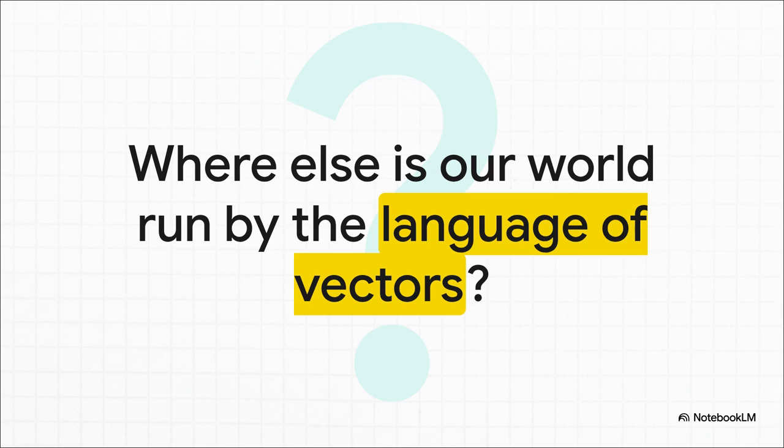Which kind of leaves us with one final thought. Now that you speak a little bit of the language, now that you know the difference between asking how much and asking which way, where else do you see it? What other parts of our world do you think are secretly being run by this hidden, powerful logic of vectors?